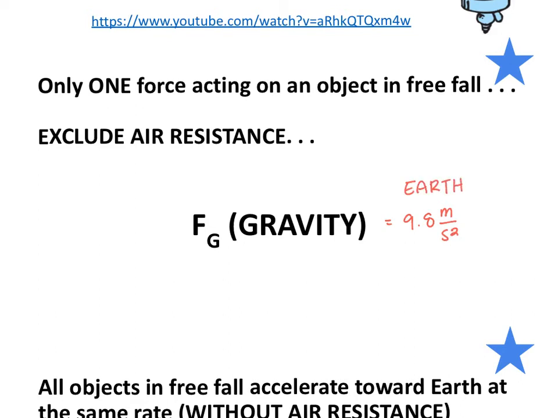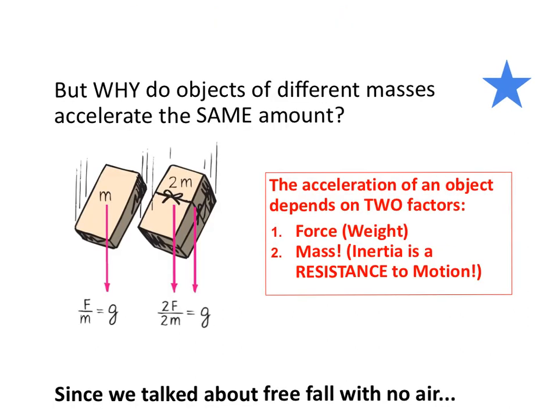So if I were to ask you, an object is in free fall, what is its acceleration? You should be able to say 9.8 meters per second squared. The reason why objects with different masses are going to accelerate at the same amount, which we observed when we watched the video with the medicine ball in class, is that the acceleration of an object depends on two factors. It depends on the force or the weight, as well as the mass.